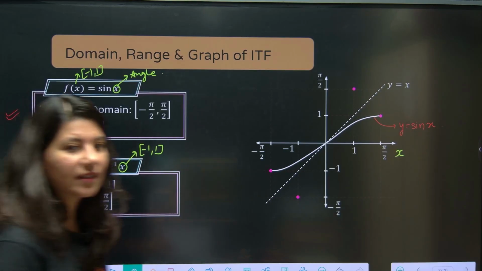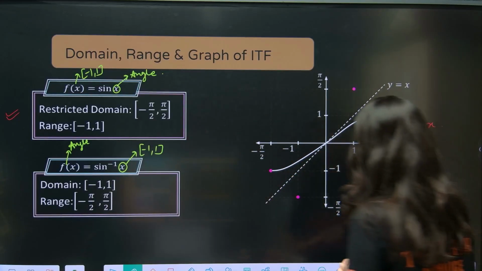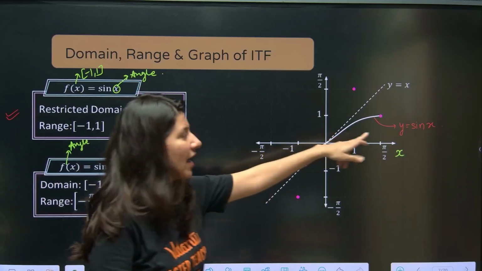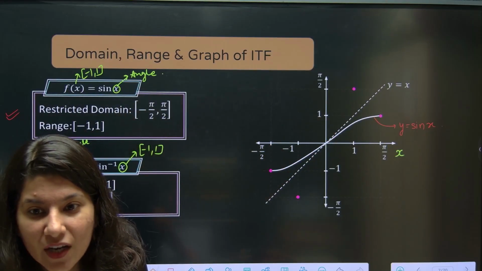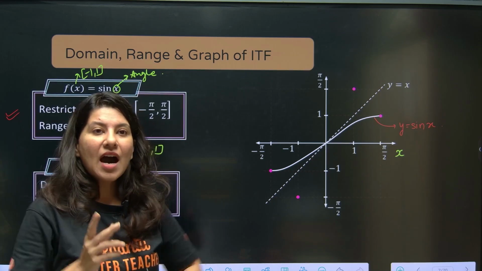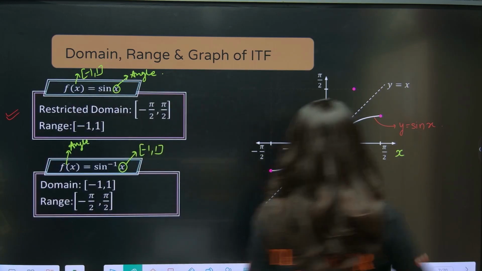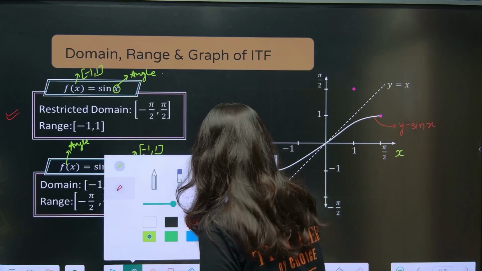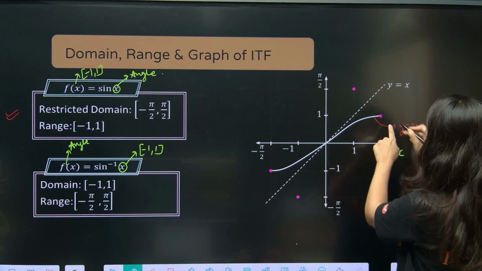So now understand, my graph will look like what? So over here, if you see sin x, you have the y is equal to x line. Now your inverse graphs are mirror images about the y is equal to x line. So you have to take the mirror image of y is equal to sin x about which line? Y is equal to x. Now start taking the mirror image.